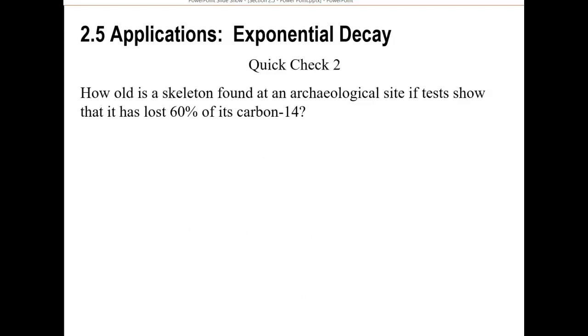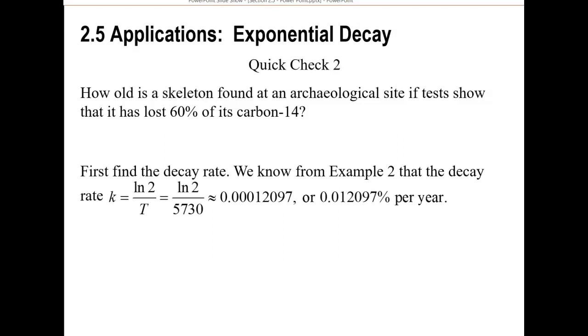All right, and another example here. How old is a skeleton found at an archaeologist site if tests show it has lost 60% of its carbon-14? All right, so they're referencing the carbon-14 again, so we know its half-life, so we're going to need to use that to find our decay rate. And again, if it's lost 60%, that means 40% remains. So that's going to be needed when we go to solve for how old it is, okay?